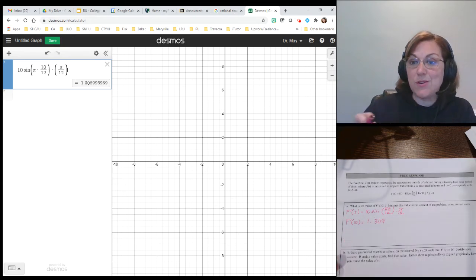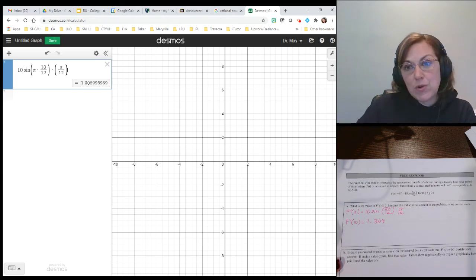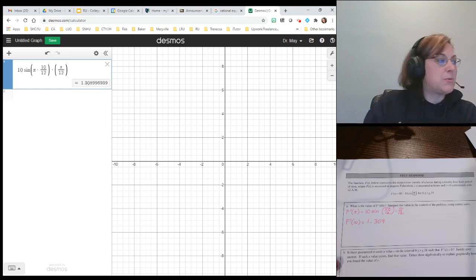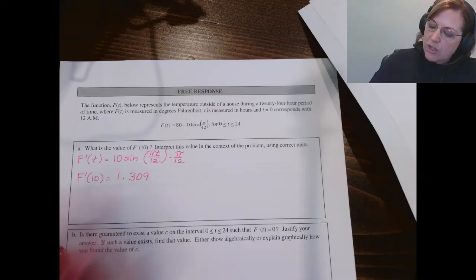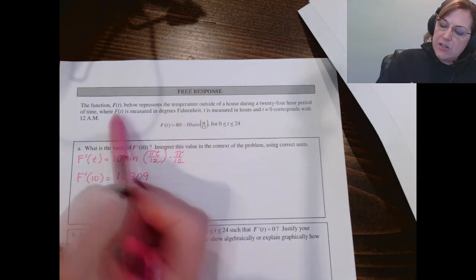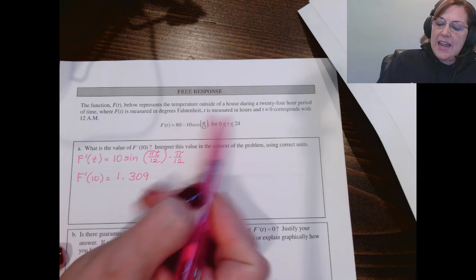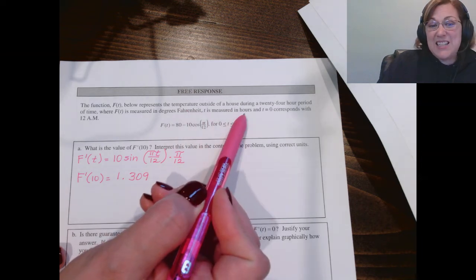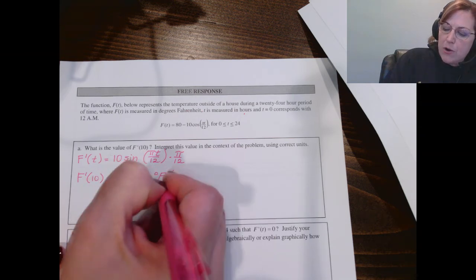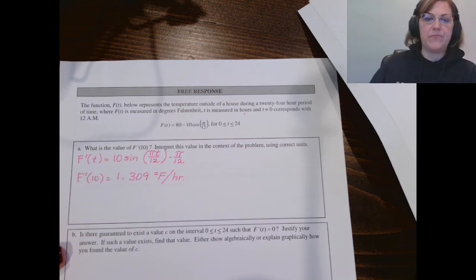1.309. By the way, if you're using the 83 or 84, you can do the same thing. Just make sure you're in radian mode. Very, very important. Now, for this problem, I'm going to switch back our view so that we can look at this closely. We wanted the correct units. F of T is measured in Fahrenheit, and this little t is measured in hours. So this is degrees Fahrenheit per hour.